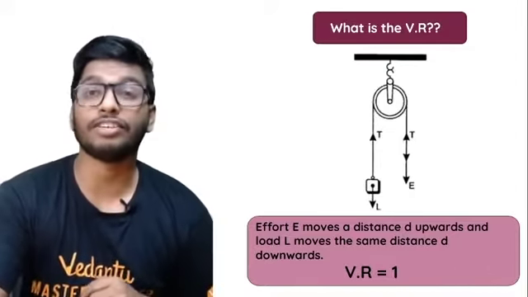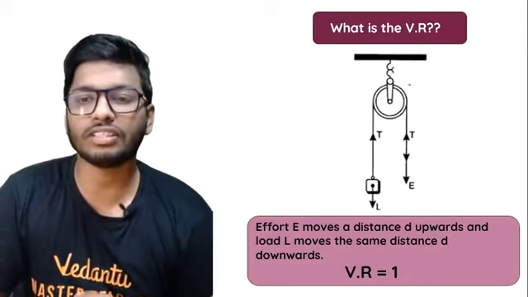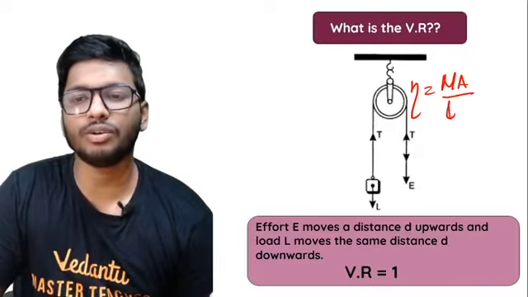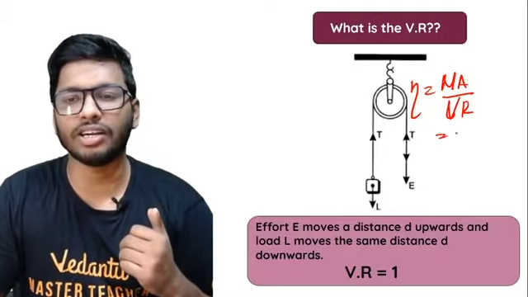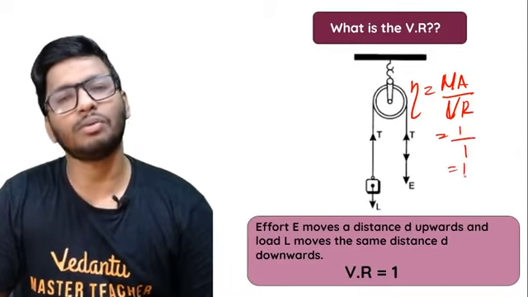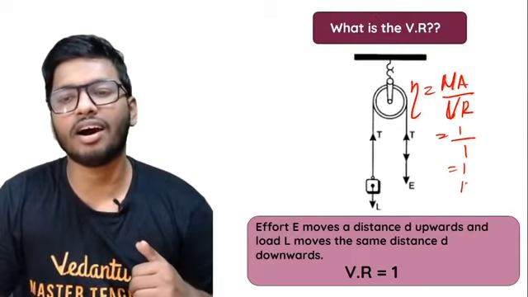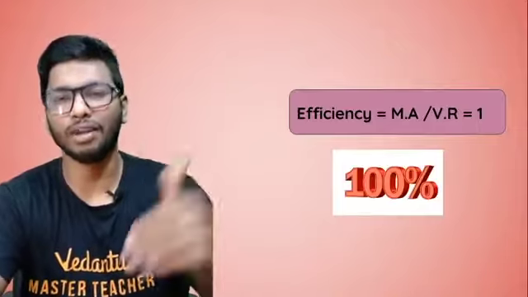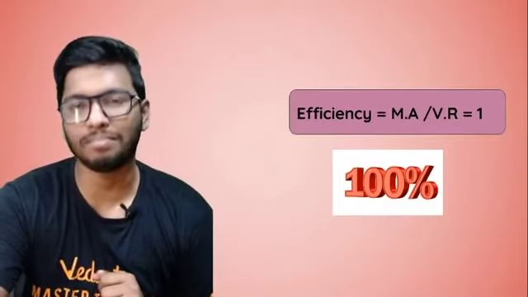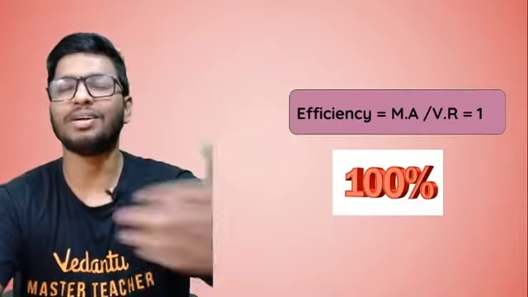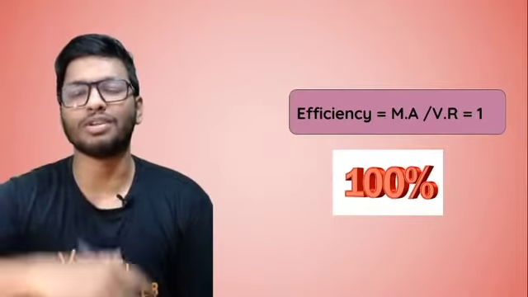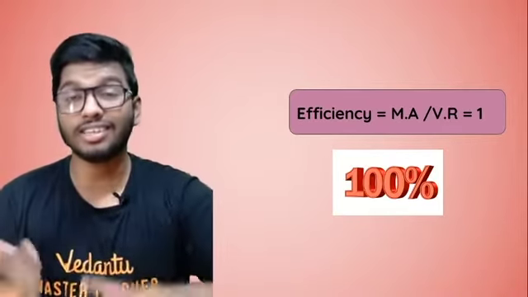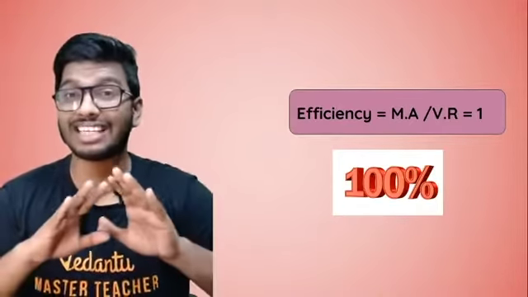Now we'll talk about the efficiency, guys. The formula of efficiency, if you remember it: efficiency is equal to the mechanical advantage divided by the velocity ratio. Very simple. So if the mechanical advantage is 1 and the velocity ratio is 1, the efficiency is also equal to 1, which means 100%. So the efficiency in a single fixed pulley system would be 100%. Whatever the displacement of the effort is, the displacement of the load would also be the exact same.